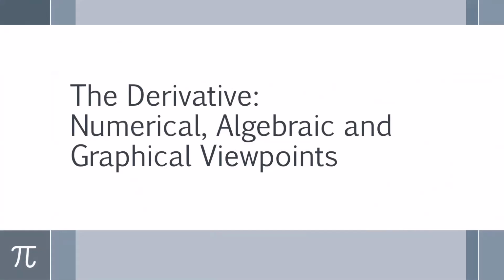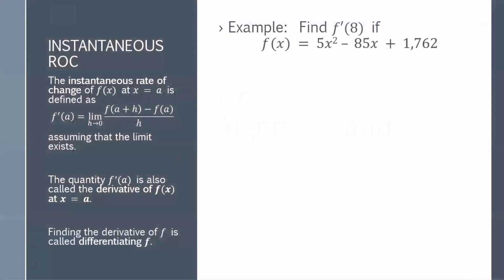The derivative from a numerical, algebraic, and graphical viewpoint. The instantaneous rate of change of f(x) at x = a is defined as f'(a) equals the limit as h approaches 0 of (f(a + h) minus f(a)) divided by h, assuming that limit exists. The quantity f'(a) is called the derivative of f(x) at x = a. Finding the derivative of f is called differentiating f.